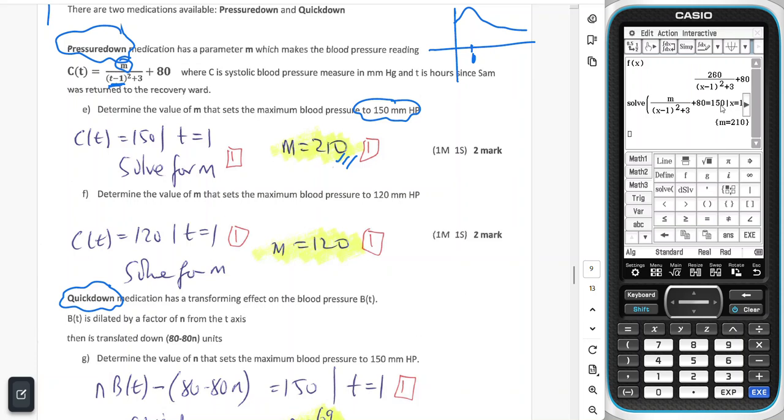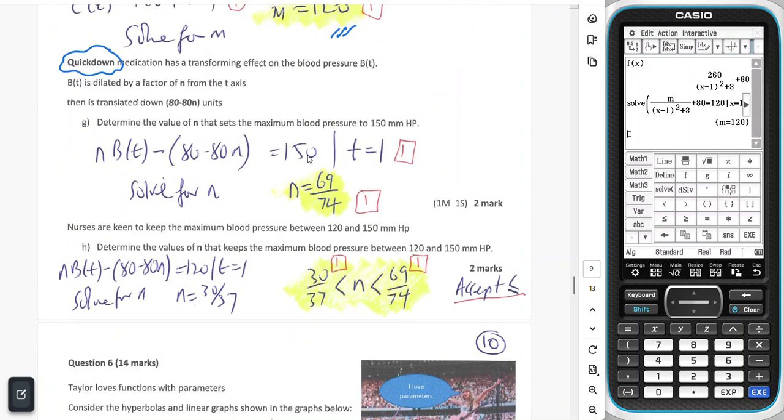And then for the next part, I want to make the pressure maximum 120, and that gives me 120. Okay, so that's how Pressure Down works. Quick Down is a transforming effect on the blood pressure.